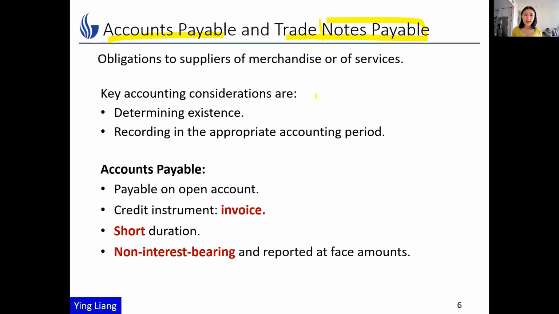The key accounting considerations for these accounts payable are determining their existence and ensuring that they are recorded in the appropriate accounting period.